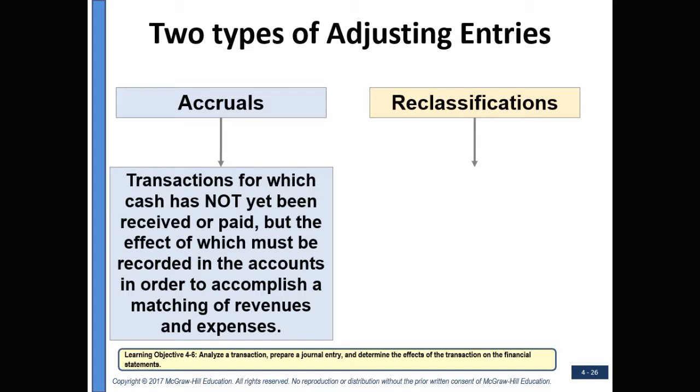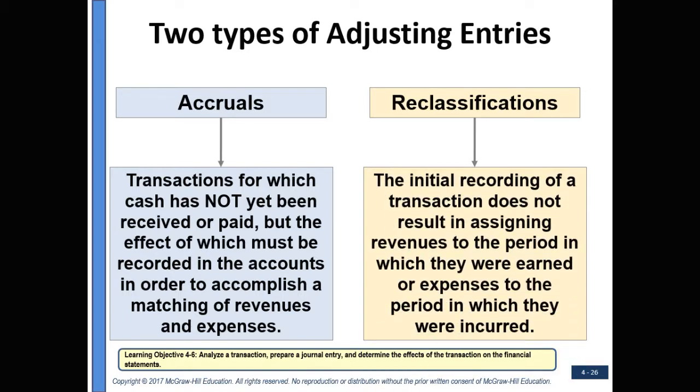Accruals are transactions for which cash has not been received or paid, but the effect of which must be recorded in the accounts in order to accomplish a correct matching of revenues and expenses. Reclassifications are necessary because the initial recording of the transaction does not result in assigning revenues to the period in which they were earned or expenses to the period in which they were incurred.